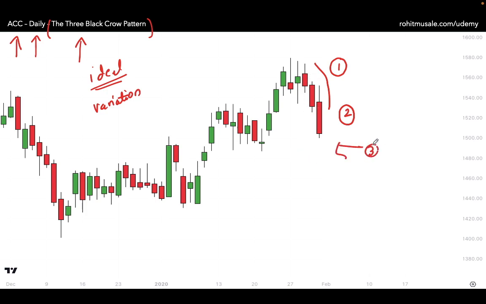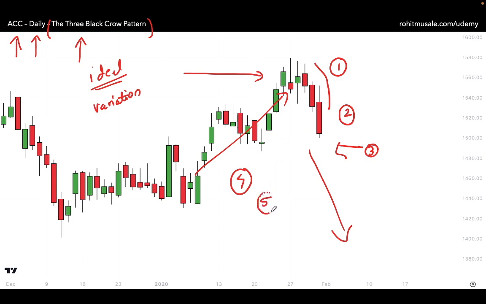Number three, every subsequent candle must open within the real body of the prior candle. So this candle is opening within the real body of the prior candle. This candle is opening within the real body of the prior candle. Number four, ideally it should come after a basing period or after an uptrend. So it's a very dangerous pattern. When you see a three black crow pattern, there is more price downfall lying ahead.